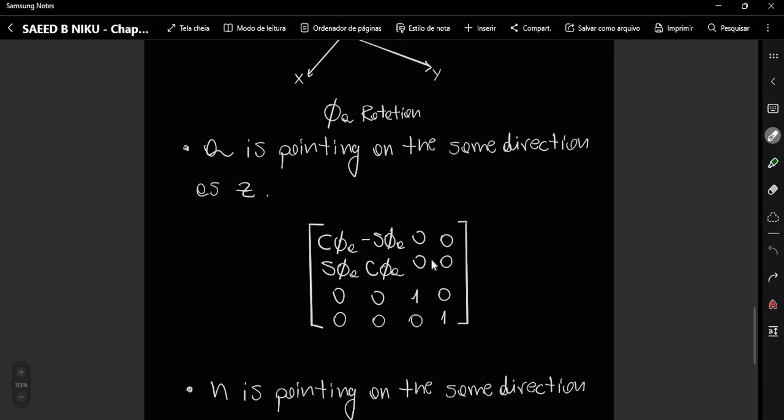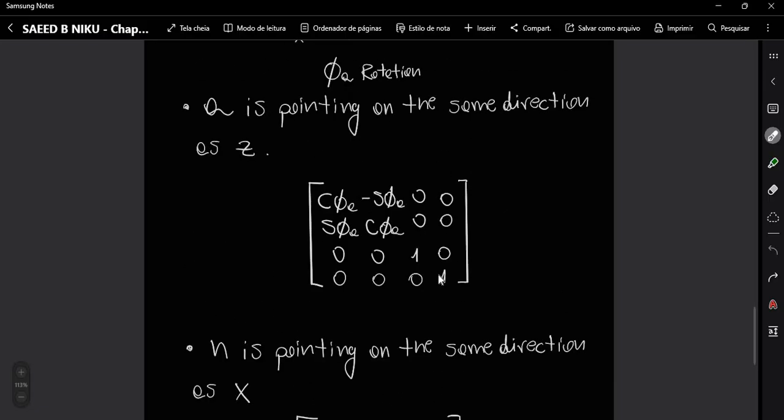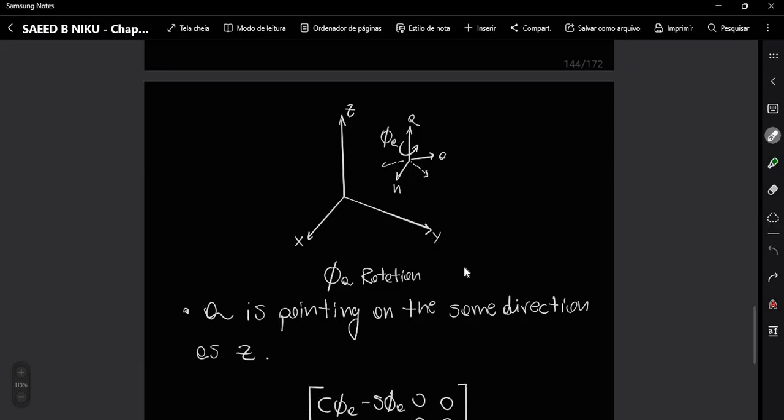So A is pointing in the same direction as Z, so we get the characteristic matrix of rotation about the Z-axis, and we adapt to this matrix. And right here we substitute the angles with their respective angle. Sorry, A is the axis in which we apply the rotation of rho, which is respectively the angle of A.